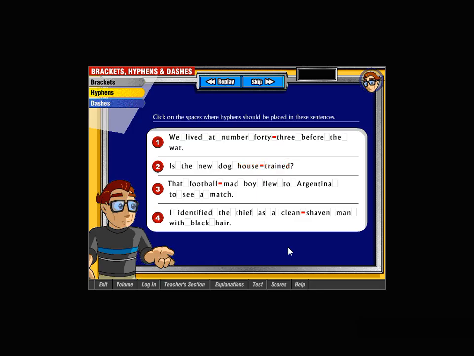In example 3, again there is confusion. Is the boy a football? Is he mad? If we make a compound adjective, football-mad, to describe the boy, then the meaning is clear.